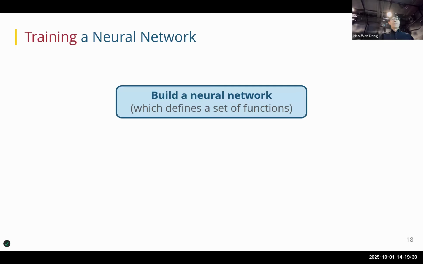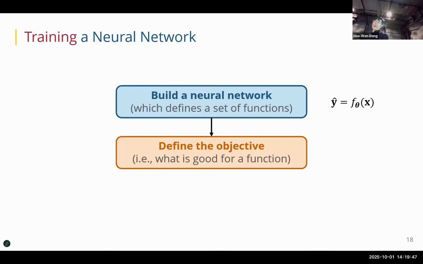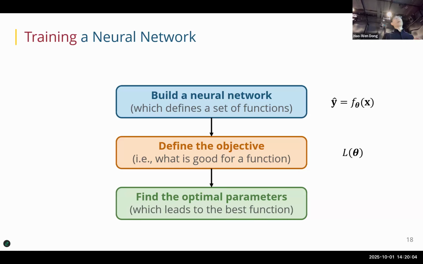Cool. So again, we build a neural network, which defines a set of functions. This is the way we look at it. Now you have a function f, which maps from x to y, that's parameterized by theta, the parameters. So now you want to define the objective. Basically, it's a loss function defined on top of theta. Theta is the thing that we want to optimize, not x or y. We want to optimize the weights and biases, and find optimal parameters, which lead to the best function.